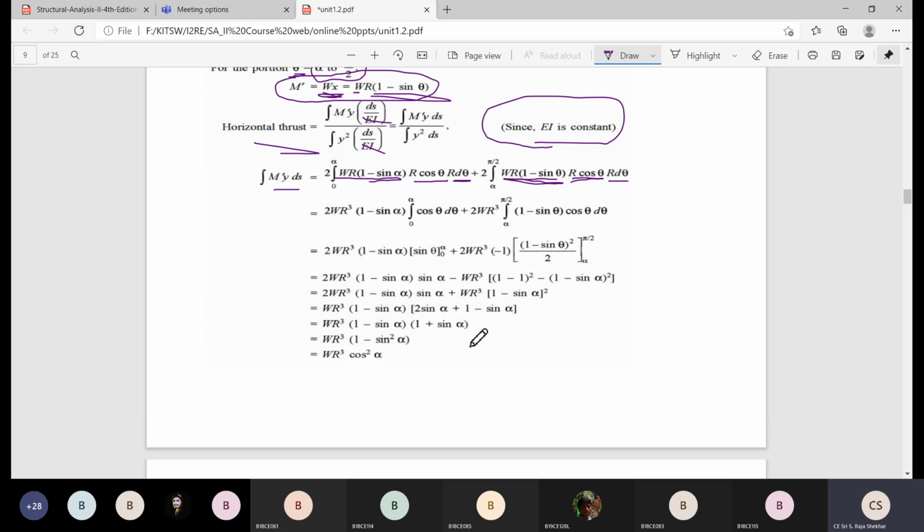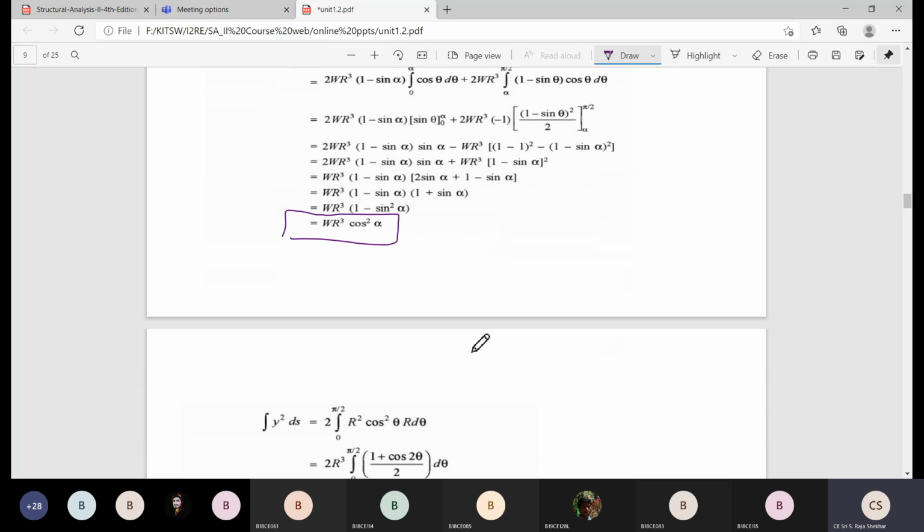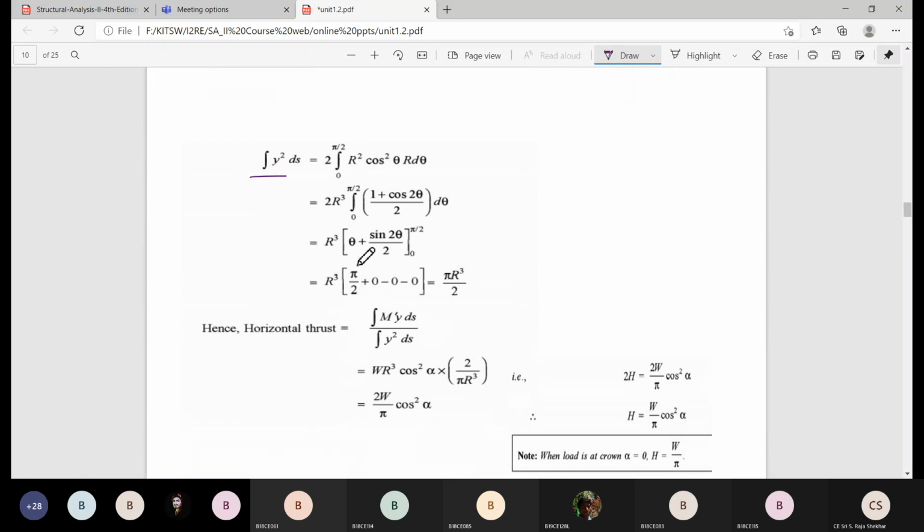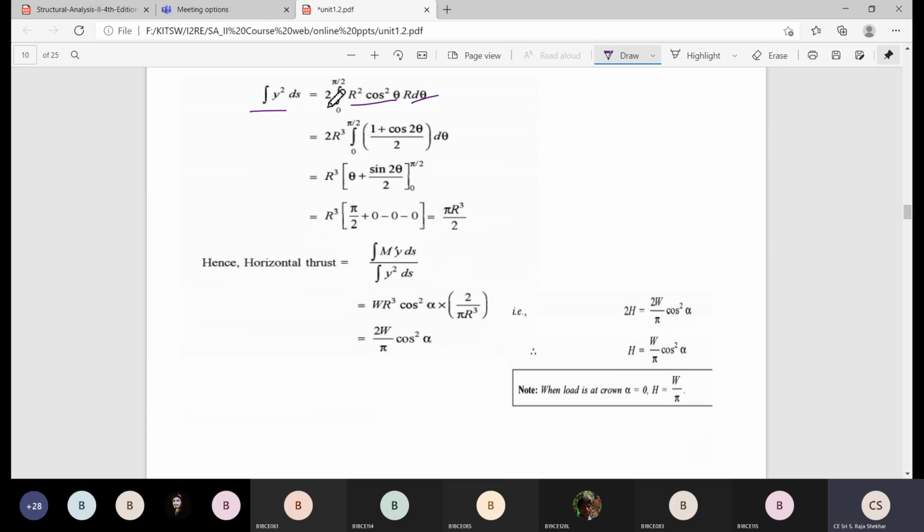So finally, we're going to get the integration of m dash y into ds is equal to wr cube cos square alpha. So similarly, calculate the denominator also. The denominator value is integration of y square ds. So y is equal to r cos theta, ds is equal to r into d theta. You integrate and substitute all the values, you're going to get the denominator value as pi r cube by 2.